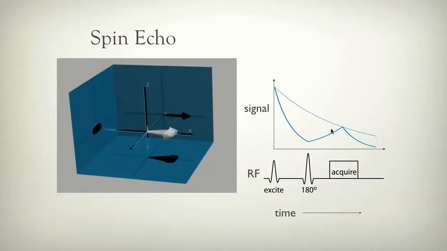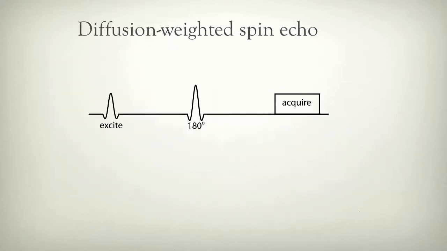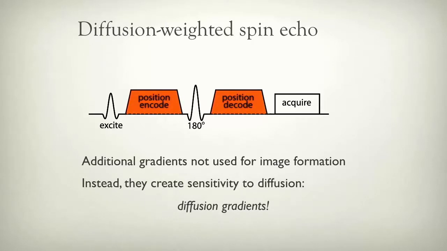So this is the fundamental basis for most diffusion imaging, and the way that we use this is to take this standard spin echo sequence. So this is like what you might use in, for example, a T2 weighted structural scan, and we're going to modify it by adding 2 gradients. And I've labeled those here as position encode and position decode, which gives you some kind of feeling for what they're doing. So these gradients are not going to be used to form the image. They're going to be used to impart contrast, and specifically contrast that relates to diffusion.